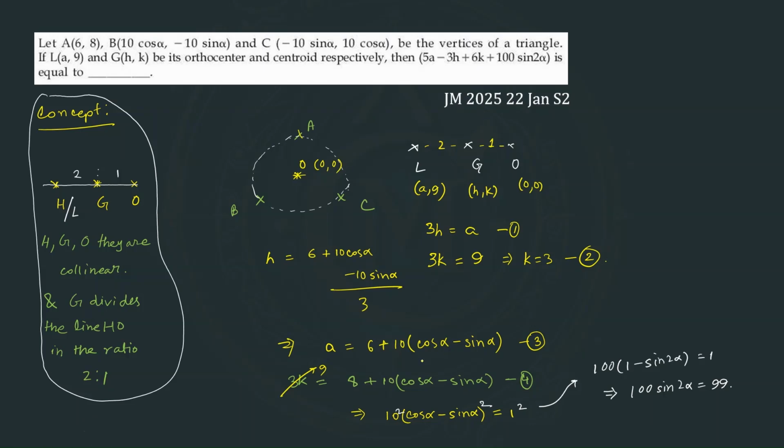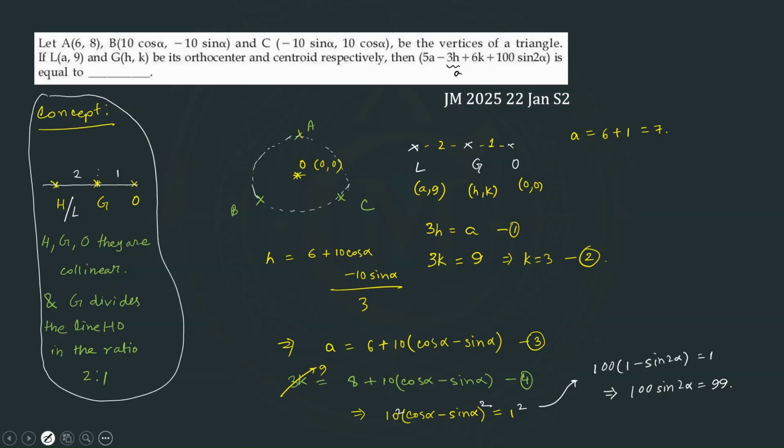Now for a or h, we can determine only one because the other is known to us because of equation number 1. That means we can derive the value of a from this equation. So a will be 6 plus, now 10 into (cos alpha minus sin alpha), as we discussed, it will be 1. So 6 plus 1, that means a equal to 7. We can write this 3h in terms of a.